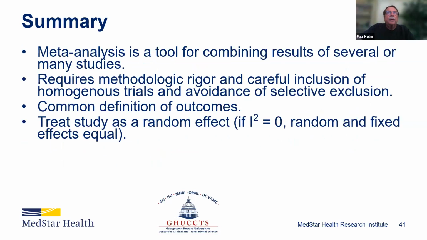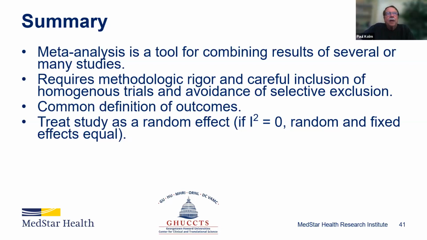So this is a tool for combining results of several or many studies. It requires methodological rigor and careful inclusion of homogeneous trials and avoidance of selective exclusion. And there have been a number of instances of meta-analyses where it has become obvious to experts in that area that the studies have been selected to prove a point, or I should say a bias point of the authors.